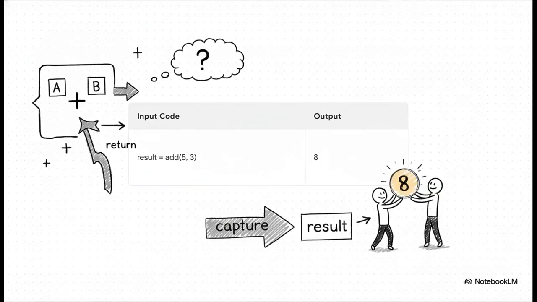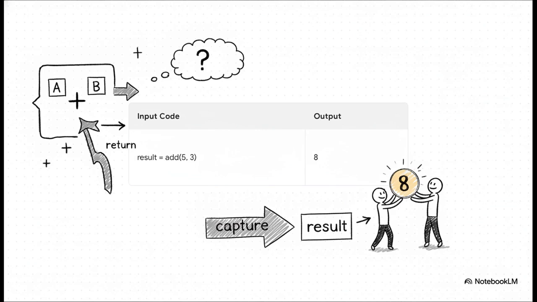But what if we want our function to talk back to us instead of just printing text to a screen? Enter the return statement. Here we've got a function called add with 2 parameters, a and b. Inside, we're telling it to return a plus b. So when we call it with 5 and 3, the function calculates the math and literally hands us back an 8.